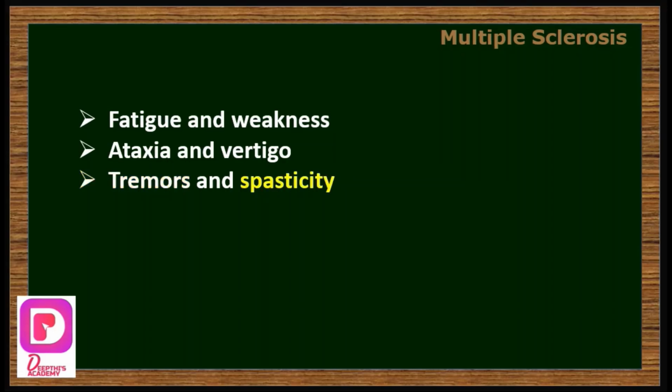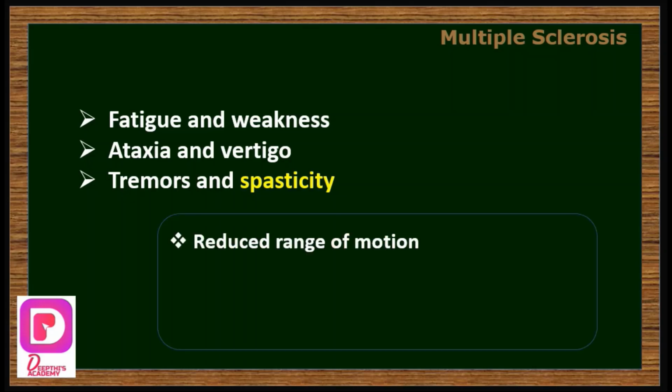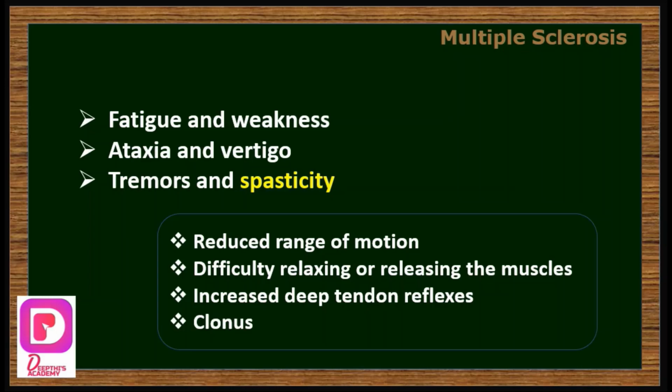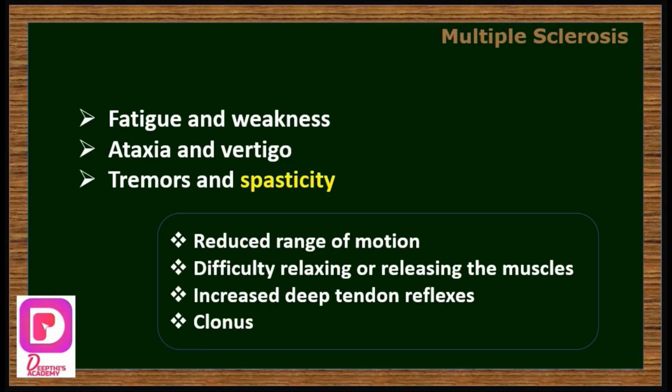Next is spasticity. Spasticity can cause pain and a sensation of muscle tightness. However, the signs and symptoms are highly variable and may include reduced range of motion, difficulty relaxing or releasing the muscles, increased deep tendon reflexes, and clonus. How can clonus lead to spasticity? Clonus is a repetitive movement of a hand or foot. It's a neurological condition that occurs when the nerve cells that control the muscles have become damaged. This damage causes involuntary muscle contractions or spasms.